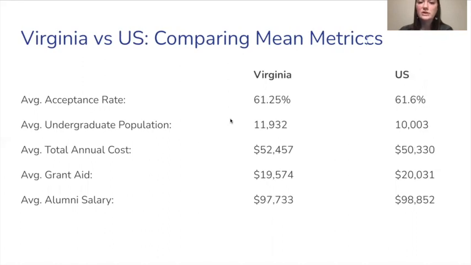When comparing the Virginian institutions that were included in the dataset to all of the other institutions, all average metrics are practically the same, and they vary very little from each other.